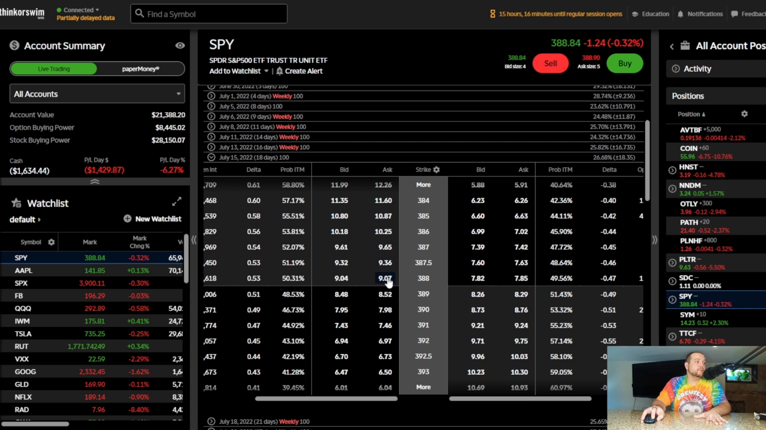Everything below 388 on this side, the call side, is in the money. This side over here is the put side. Everything above this is not yet in the money, it is out of the money. And now there are two different things: there's a bid and an ask. Usually right between those prices is where you want to hit that sweet spot.